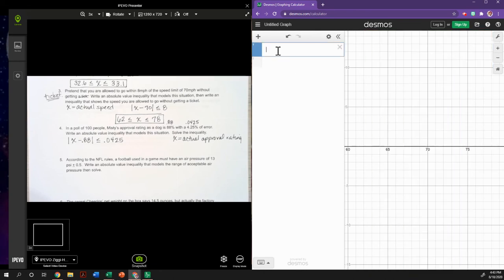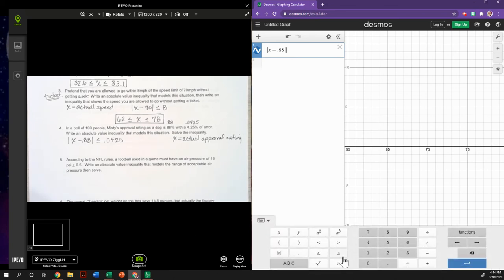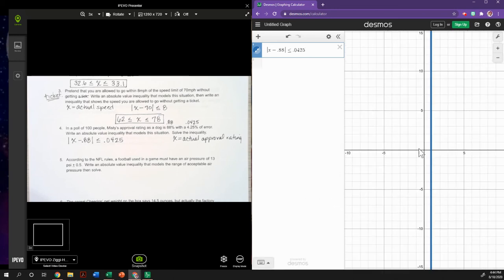Okay, all right, go over here. Let's type that in. So absolute value of x minus 0.88. So we put that decimal in because, yeah, we wouldn't be able to type in 88% into Desmos. Less than or equal to 0.0425. All right, and we're going to click home. Oh, there it is.